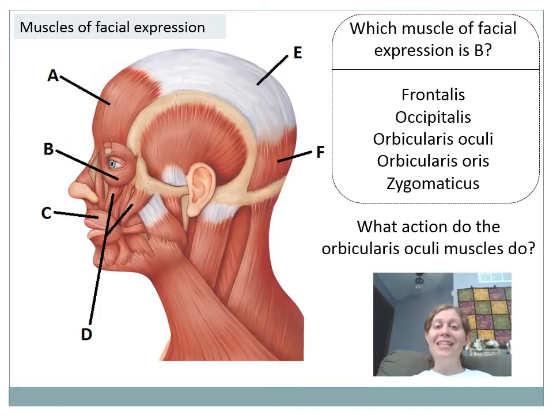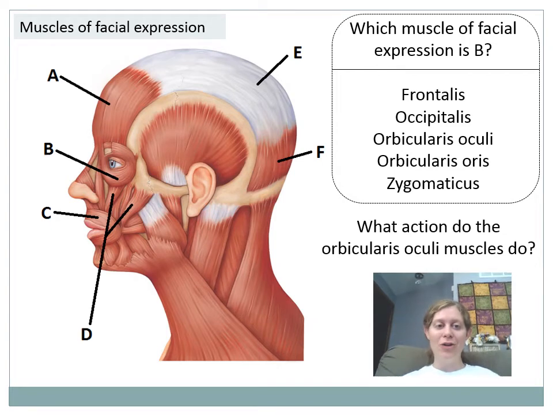All right, the next muscle of facial expression that we are looking at is going to be B right here. So what muscle of facial expression is B?